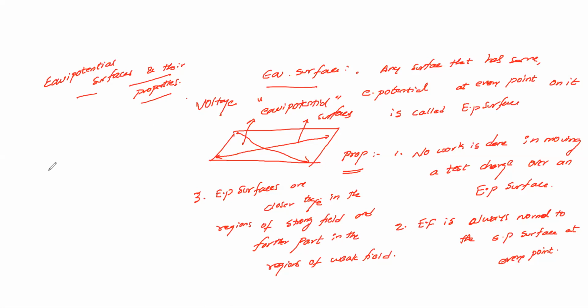Okay, so let's see the fourth point. There are four properties. Fourth point: no two equipotential surfaces can intersect. Okay, so these are the four properties. Please take it. If it's over, then we'll discuss.